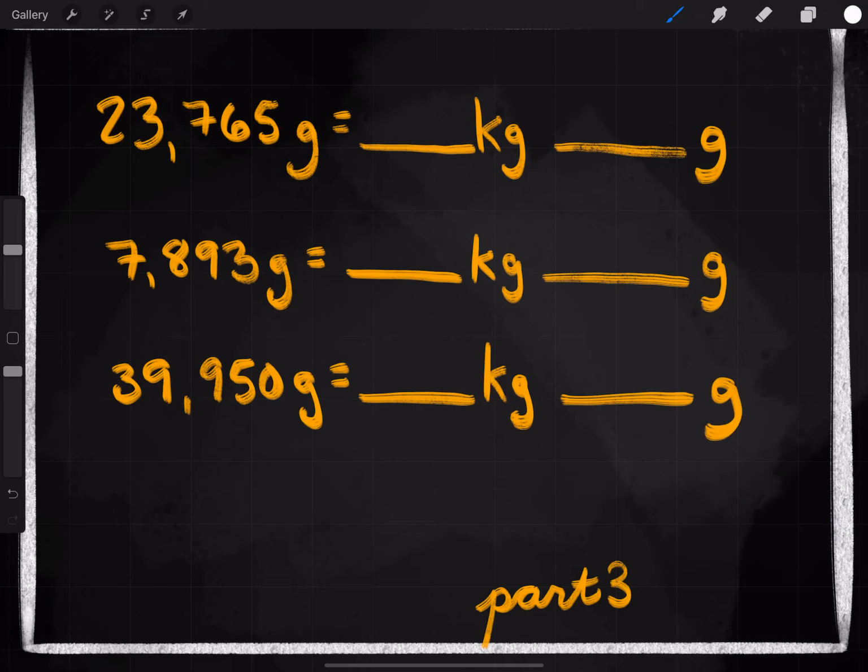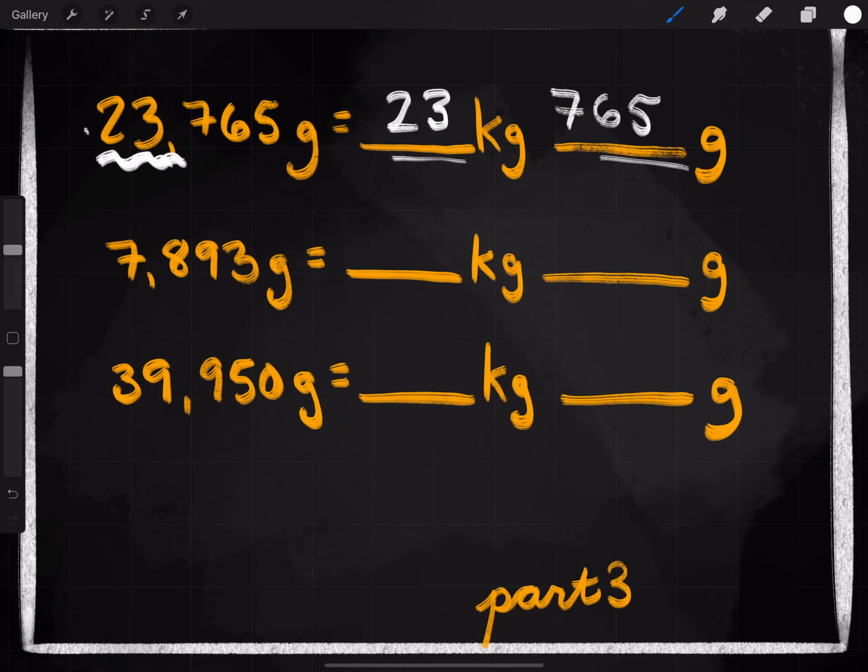And now let's do it in reverse. So we're going to change this measurement with just grams and make it into a mixed measurement that has kilograms and grams. So how many whole kilograms are in this number? Well, we have 23,000, so 23. We always know it's how many thousands there are because 1 kilogram equals 1,000 grams. Okay, and now the remaining grams are just 765.